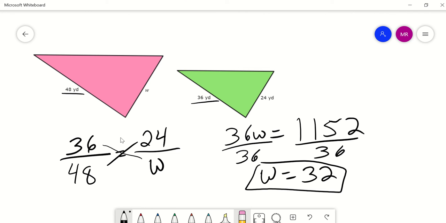By the way, if you wanted to know what the similarity ratio was, you could take 36 over 48, simplify it, 36 divided by 48, which simplifies to 3/4.